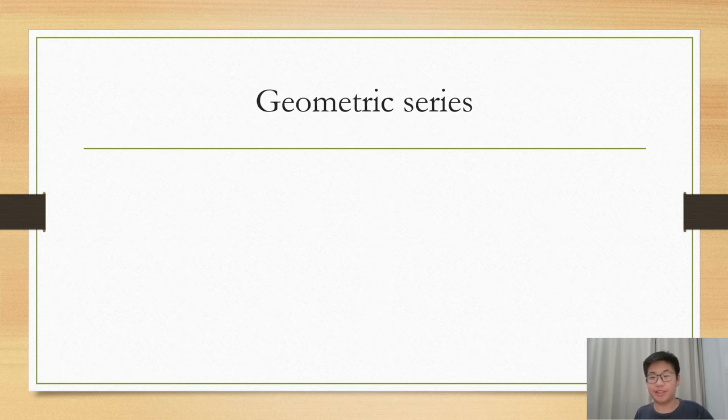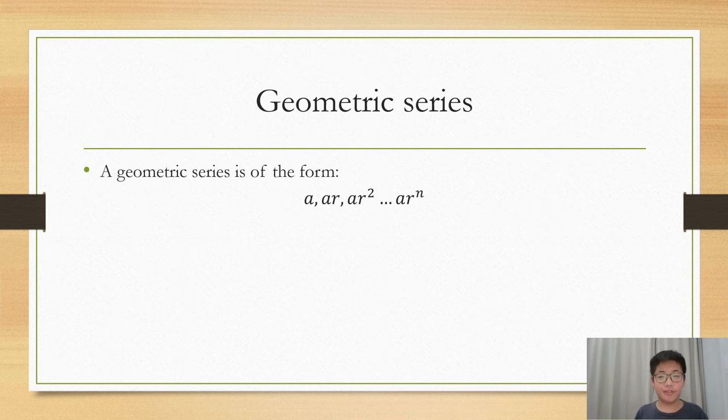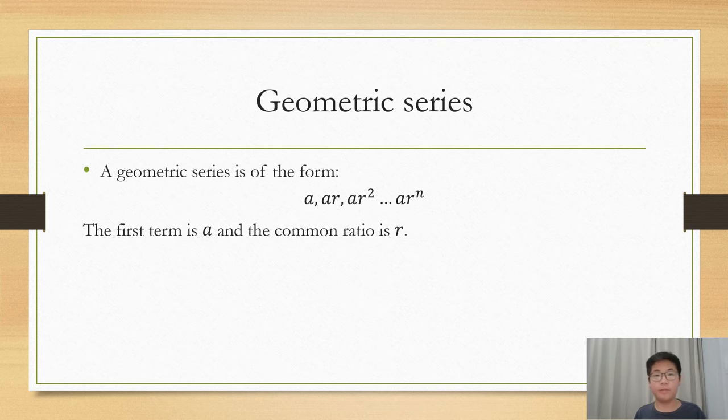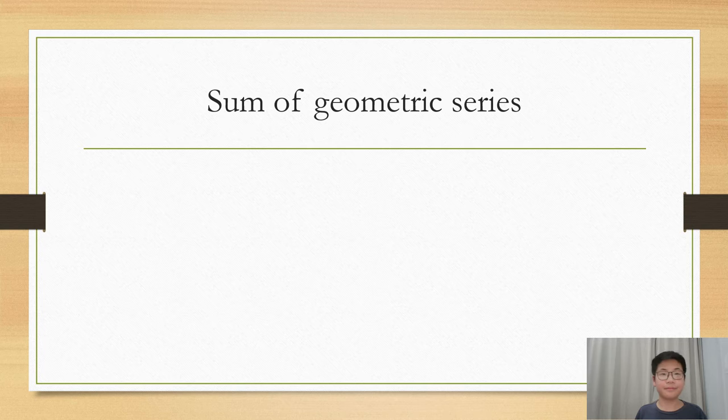On to geometric series. A geometric series is of this form: A, AR, AR squared, up to AR to the N. The first term is A, the common ratio is R, and the nth term of the series is AR to the N minus 1. The sum of a geometric series.